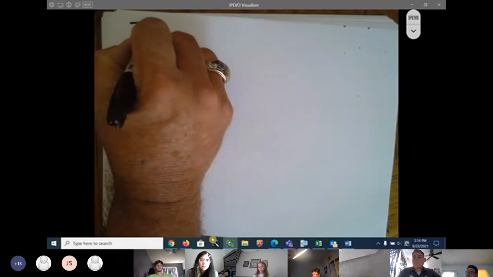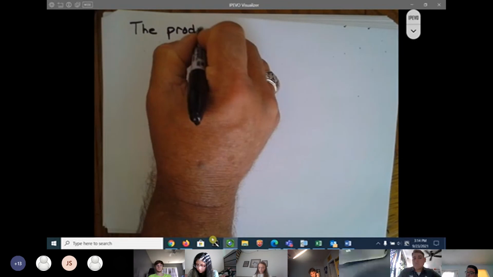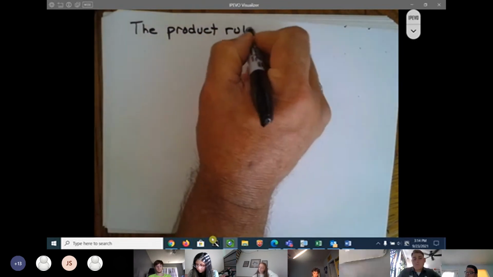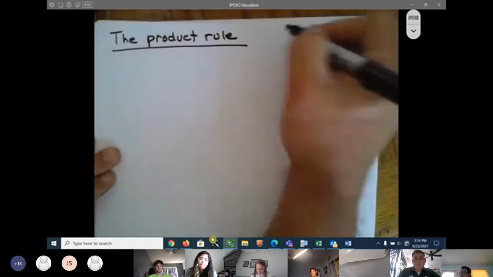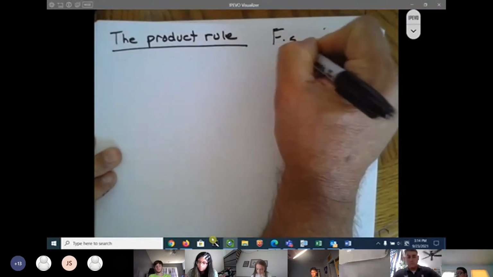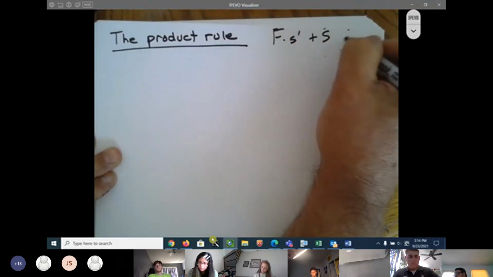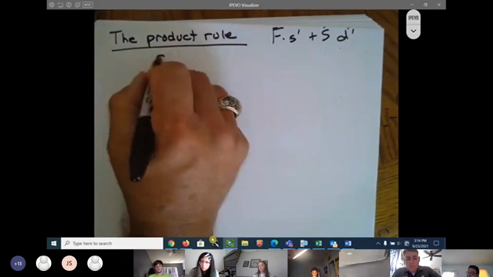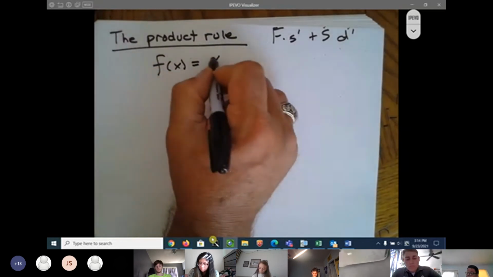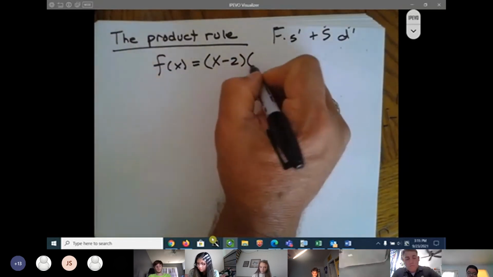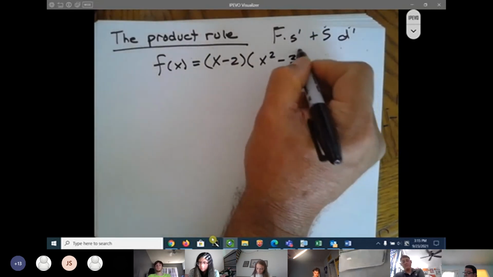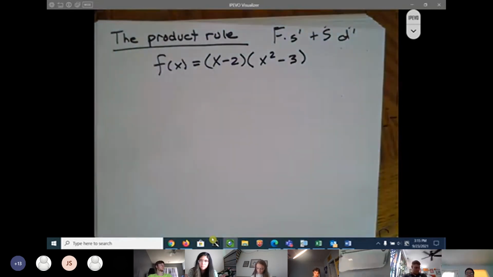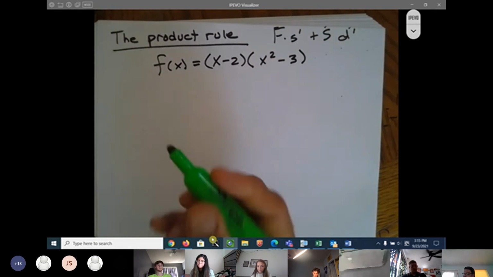So the product rule: first times the derivative of the second plus the second times the derivative of the first. So f of x is equal to x minus 2 times x squared minus 3. And somebody tell me, which way do we read? Left to right? Yes or no? Left to right. So this is your first.